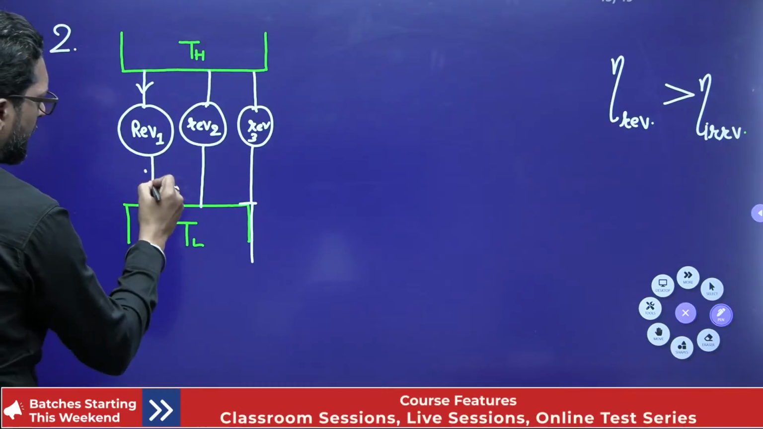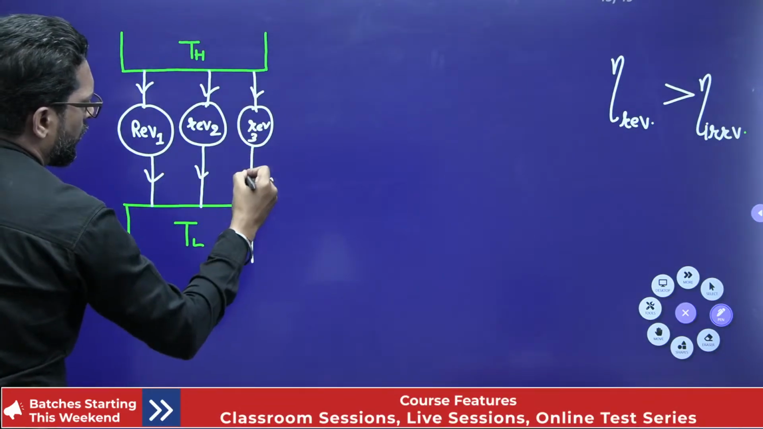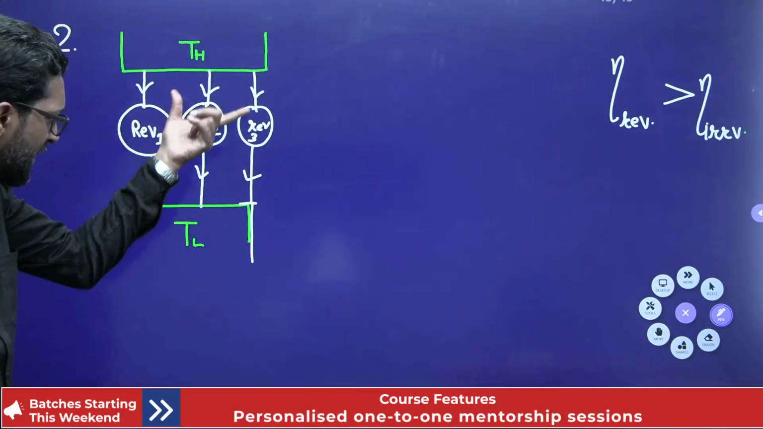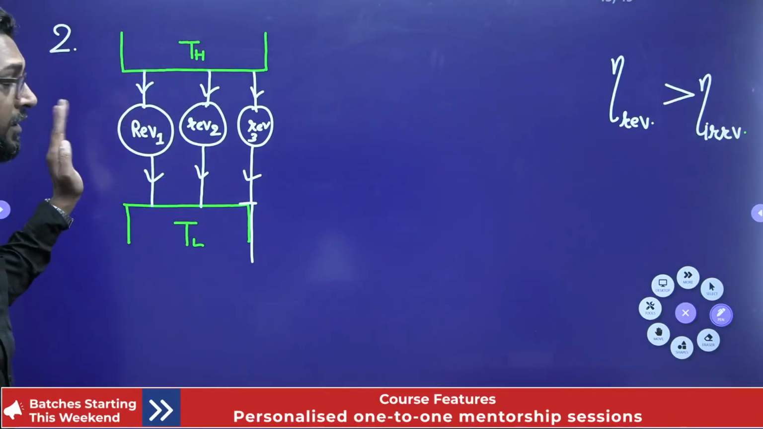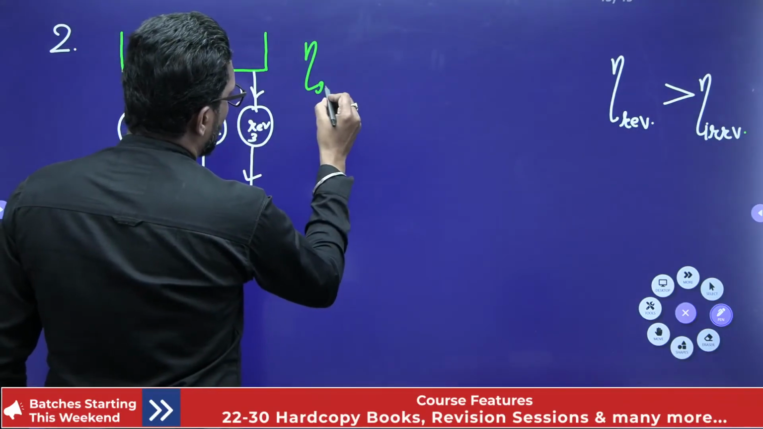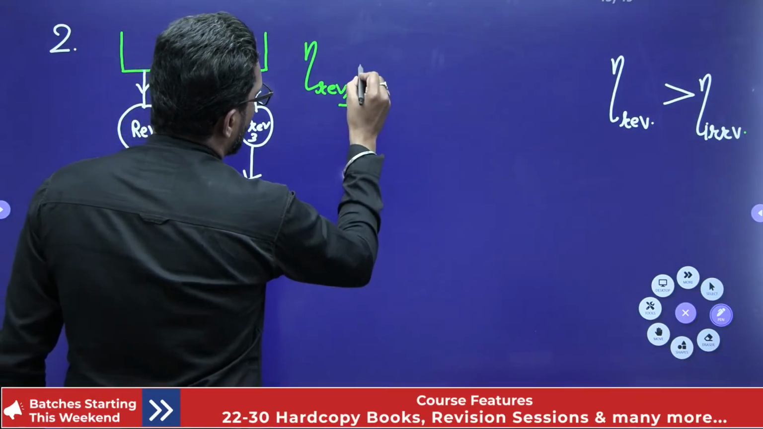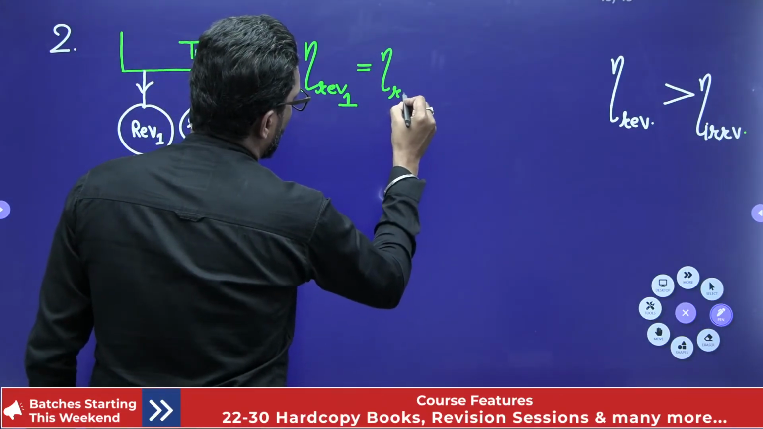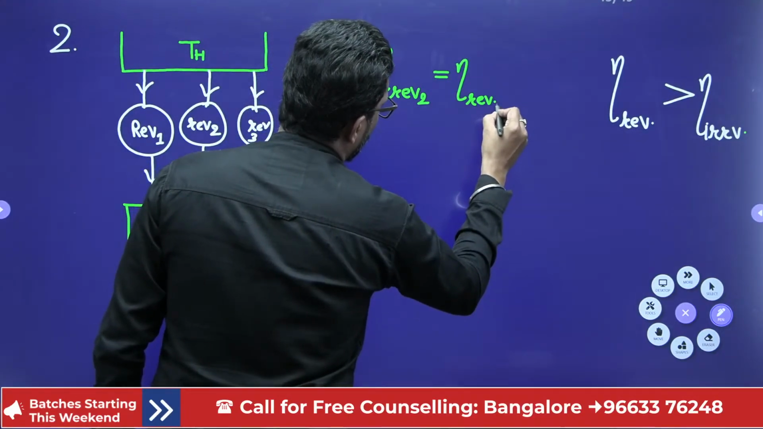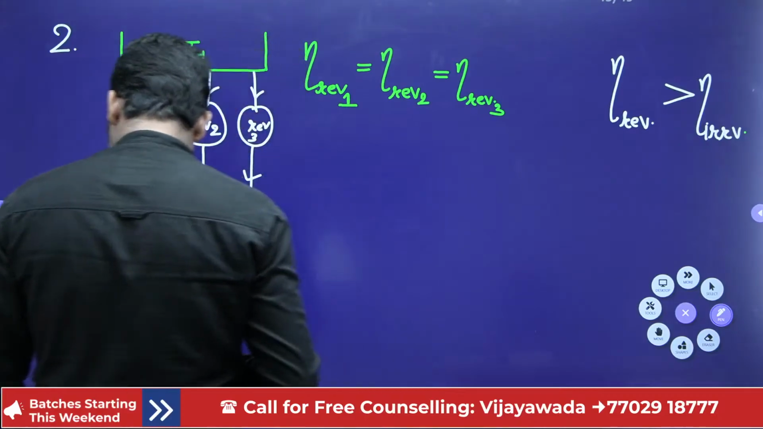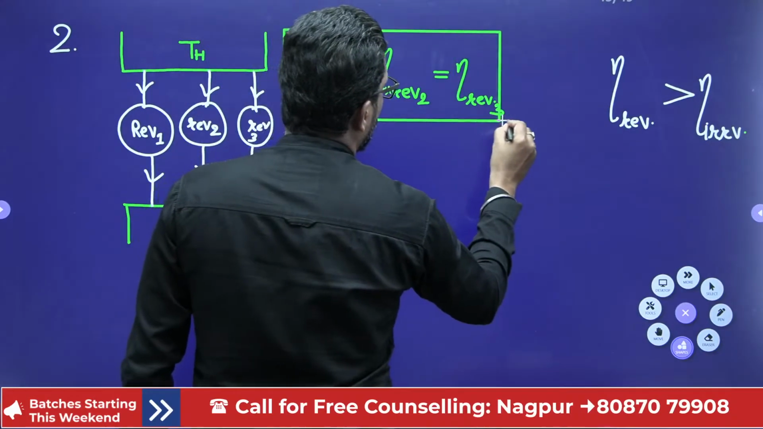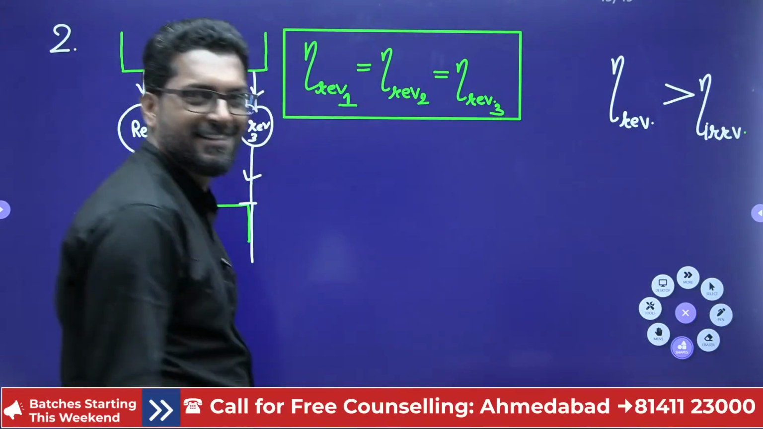So this corollary says that if all the cycles are reversible cycles with the same temperature limit, then they all have the same efficiency. That means the efficiency of reversible cycle 1 is equal to the efficiency of reversible cycle 2, which is equal to the efficiency of reversible cycle 3. What does this statement tell us? This is important.